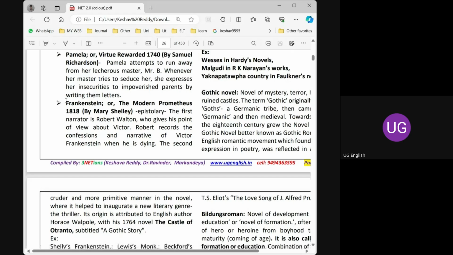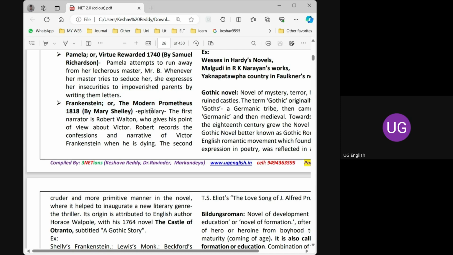And Frankenstein, a very important novel by Mary Shelley. It's partly a Gothic novel and partly the first scientific novel, a science fiction novel also. This is Frankenstein. Please make a note of it. Frankenstein is partly an epistolary novel, partly a science fiction novel, very important.